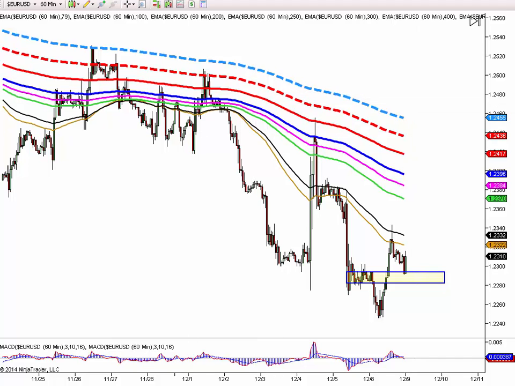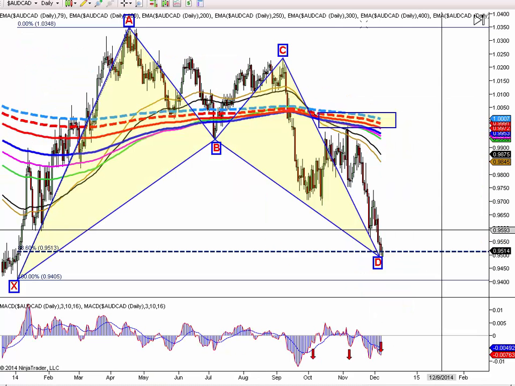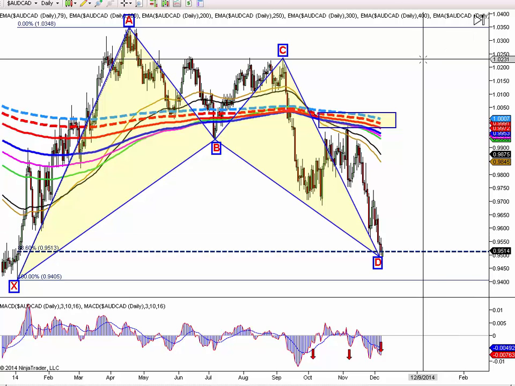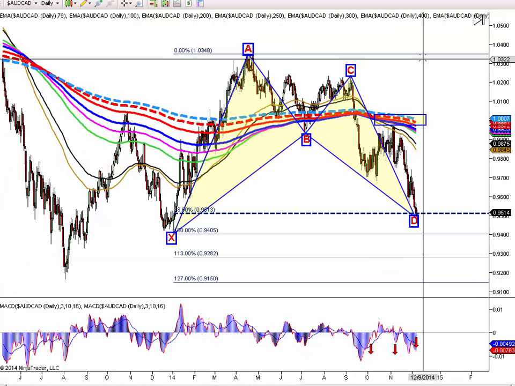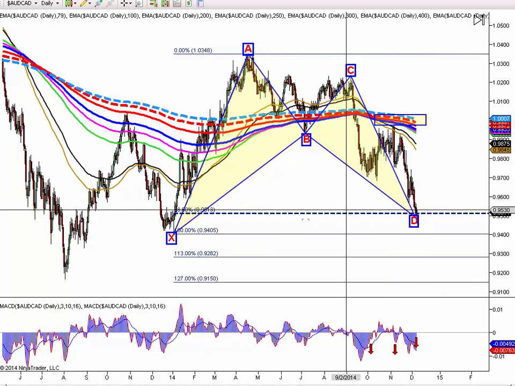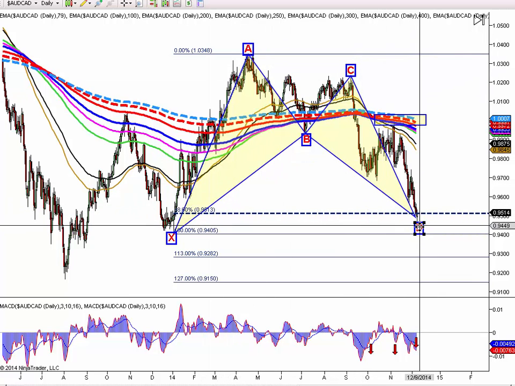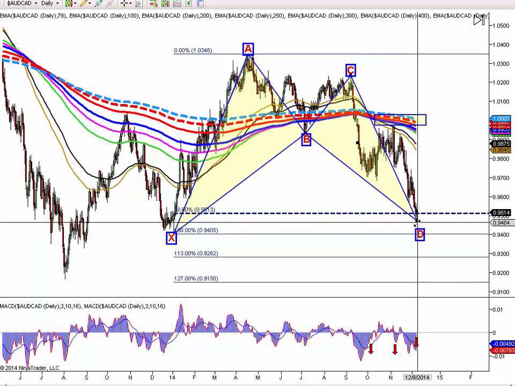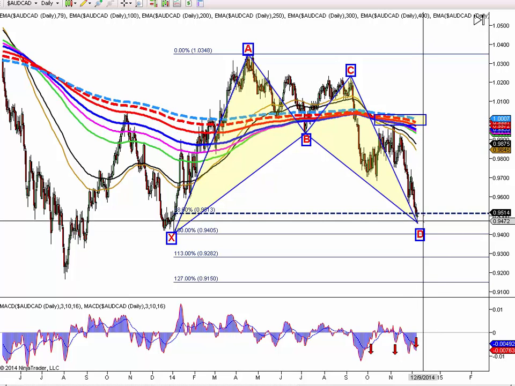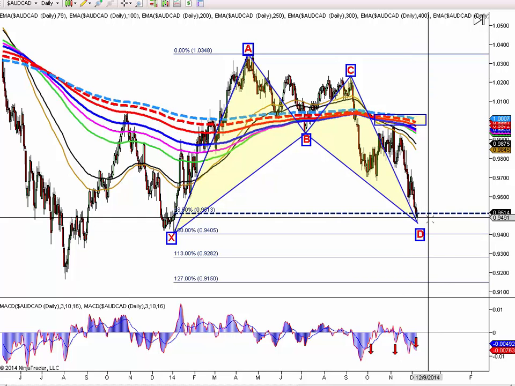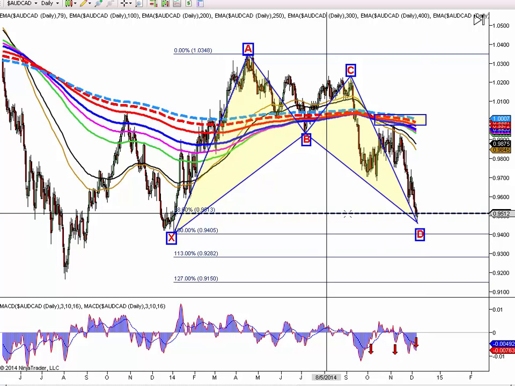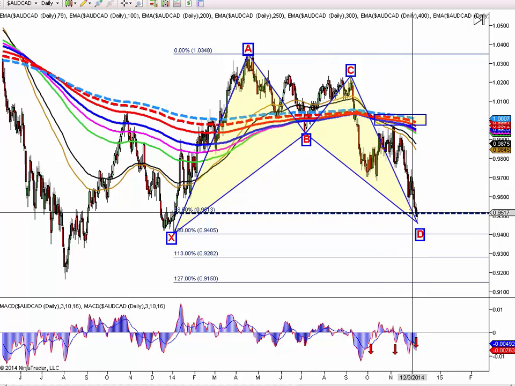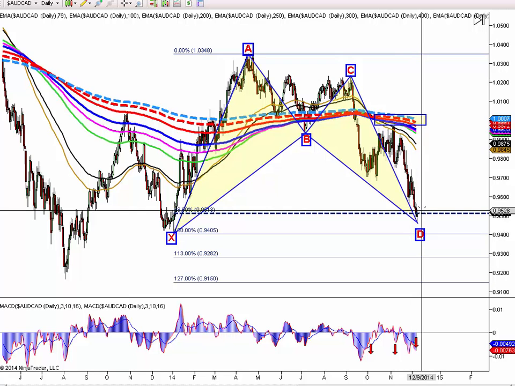So let's take a look at some other charts. We're looking at the AUD-CAD, which has a perfect bat pattern that's forming, as you see here. XABCD pushed right into this zone. We see it's trying to hold this whole area as a support at this point. So watching this to see if it can get back above the 886 area, which is 95.17, and start to make its way back up.